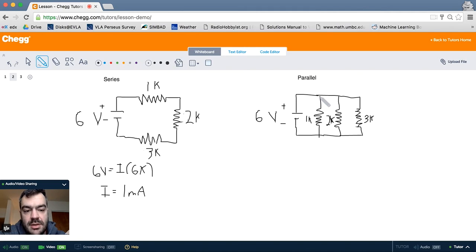One would ask, what's the voltage across each of these resistors? If the voltage is 6 volts above, let's call this ground. So that's ground.